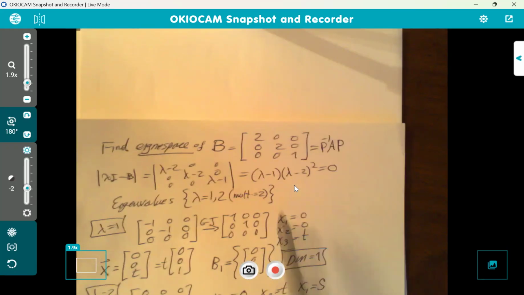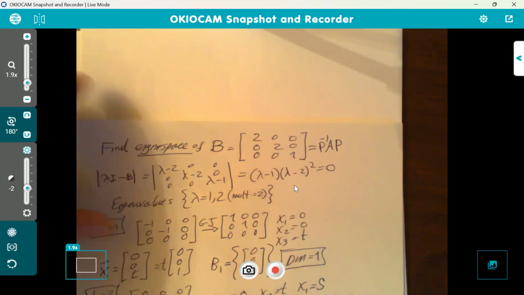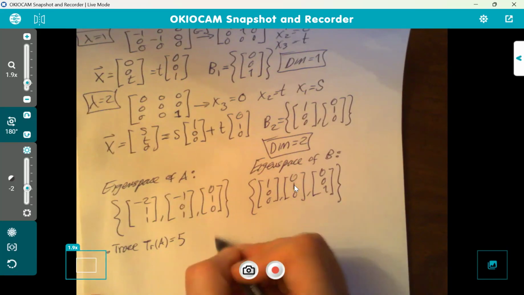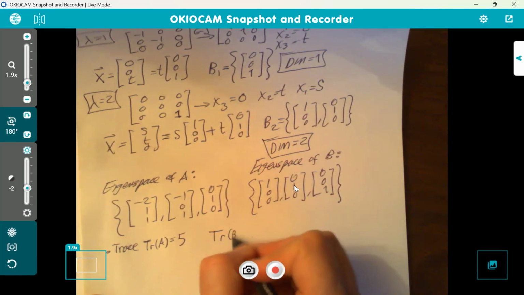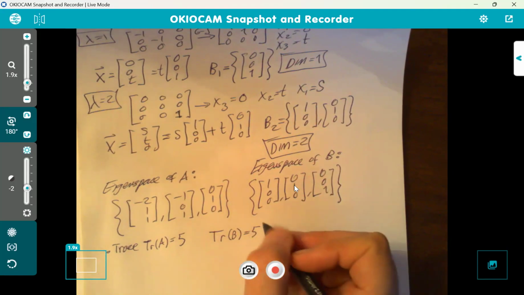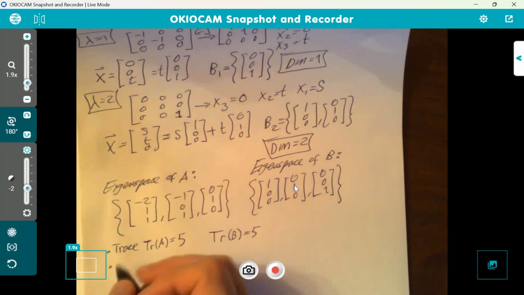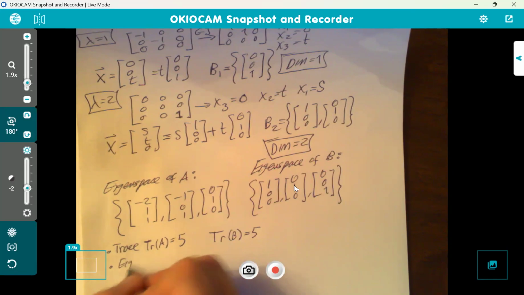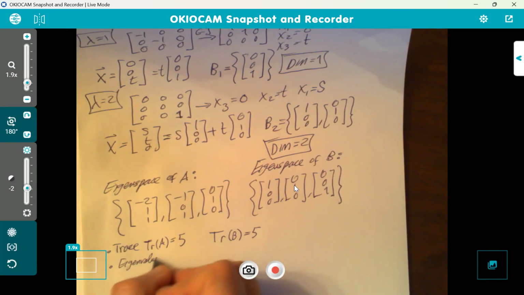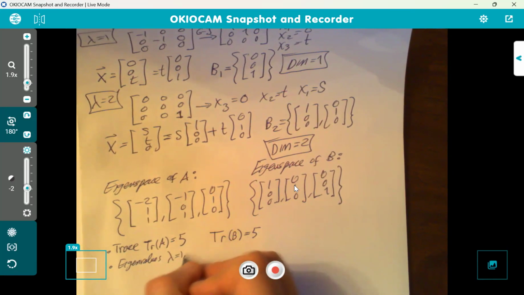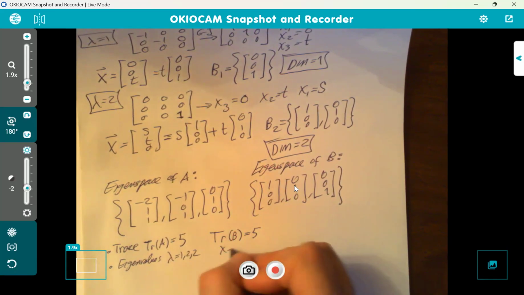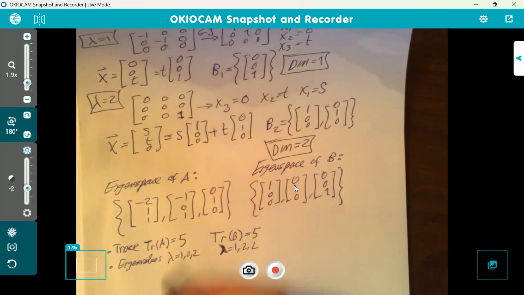What's the trace of matrix B, the diagonalized matrix? 2 plus 2 plus 1. That's 5. So the trace of the diagonalized, the similar matrix, is 5. And let's look again, of course, we verified that already. The eigenvalues were exactly the same. 1, 2, 2. Lambda was 1, 2, 2 also.